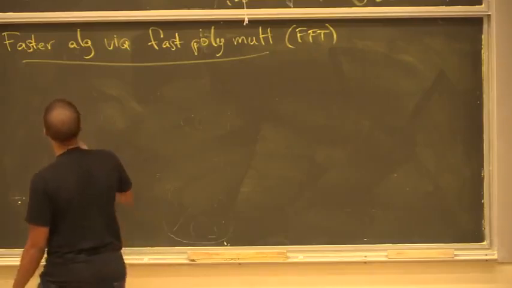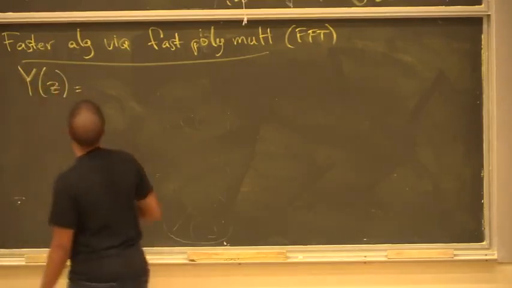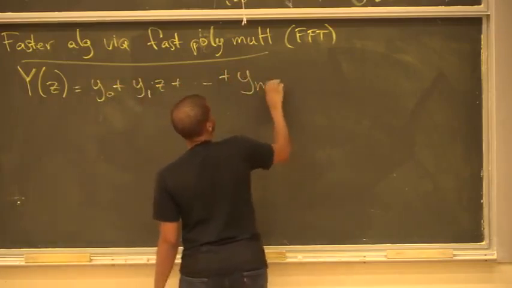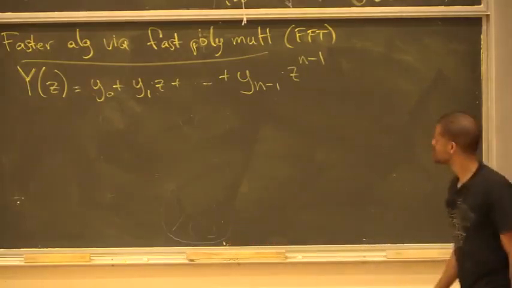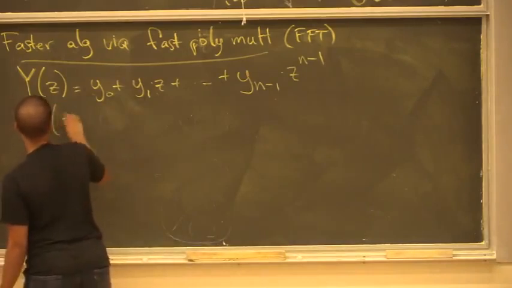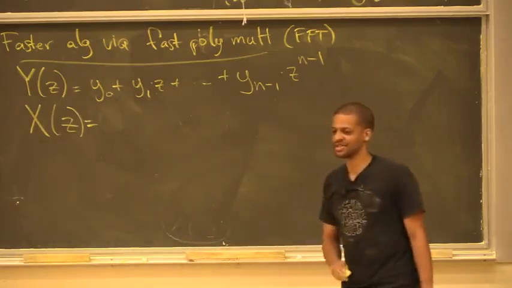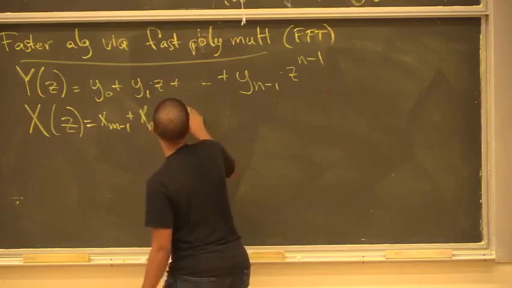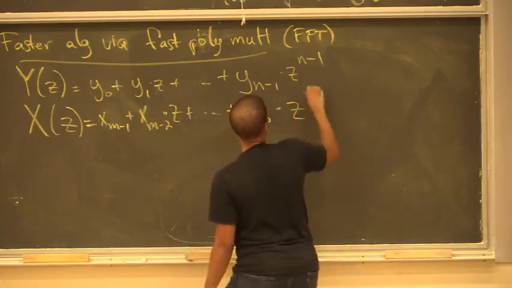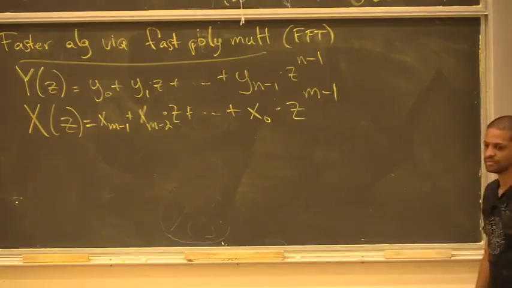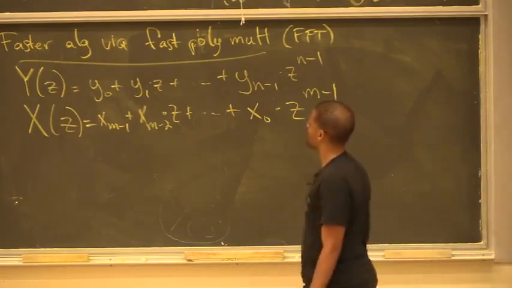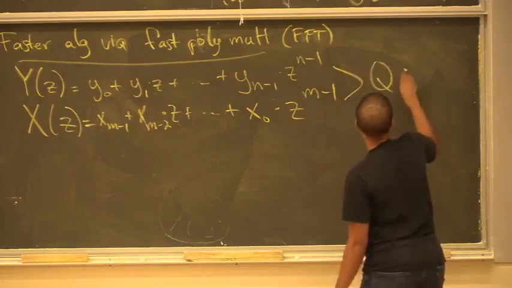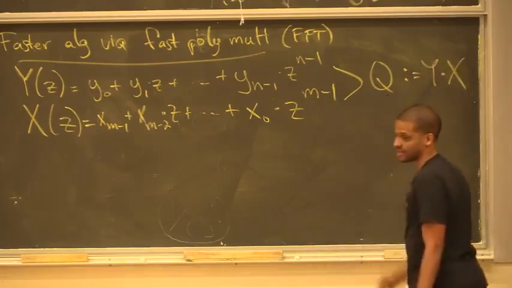Okay. So what am I going to do? I'll define a polynomial y of z, which is y0 plus y1 times z plus dot, dot, dot, plus y_{n-1} times z to the n minus 1. I'll define another polynomial x of z, which is going to be backwards. It's going to be x_{m-1} plus x_{m-2} times z plus dot, dot, dot, plus x0 times z to the m minus 1. Then I want to compute the product; let's call y times x, q. So q is basically the product polynomial.